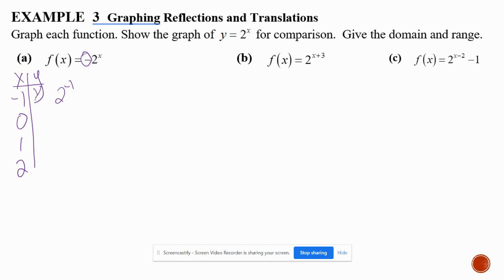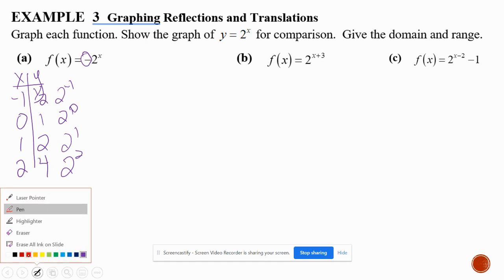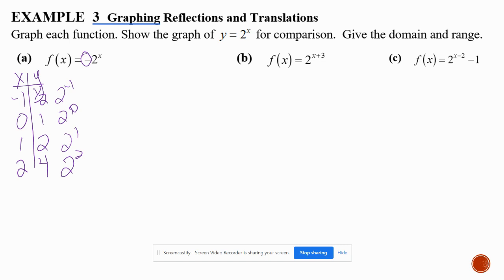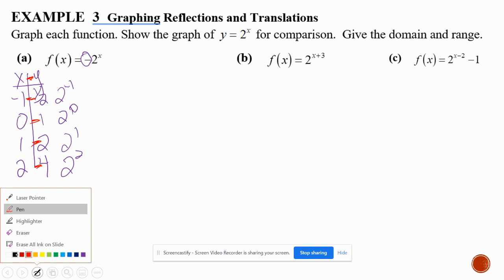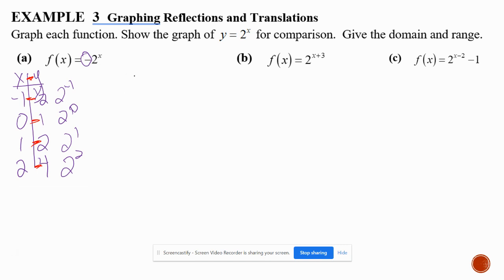So 2 to the negative first is a half. 2 to the first is 1. Or sorry, 2 to the 0 is 1. 2 to the first is 2. And 2 squared is 4. What that negative does in front is it reflects our graph upside down. That changes our y values to the opposite sign. So we have negative, negative, negative, negative. Making our graph.